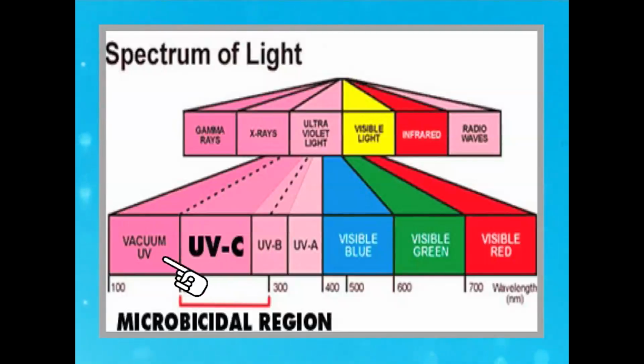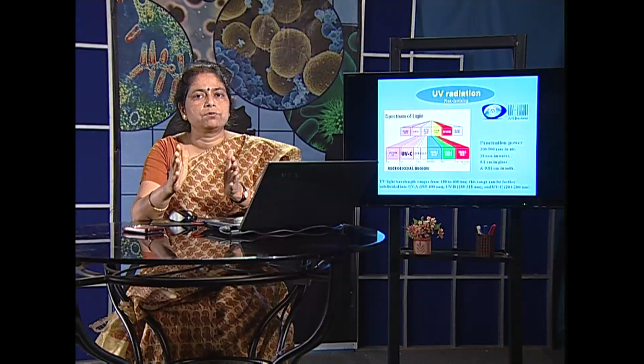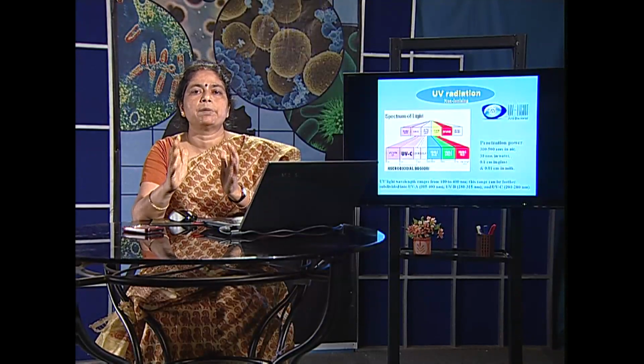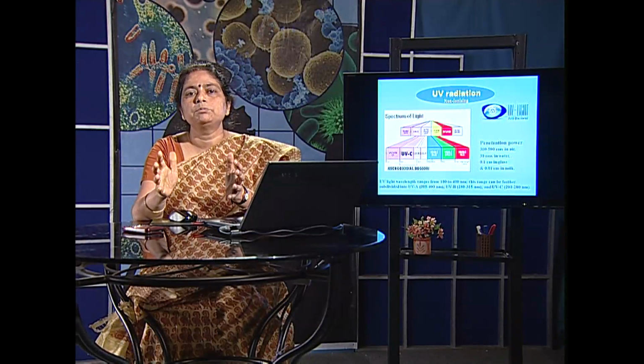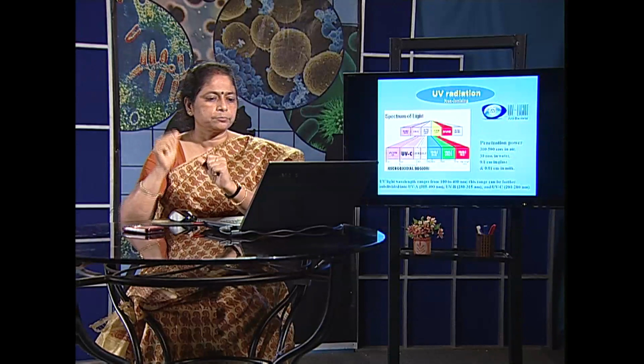The vacuum UV region is not at all antibacterial in nature. However, the range from 200 to 300 nanometers is called microbicidal because this is the range which is antibacterial in nature, or this frequency is able to kill the bacteria growing inside the food item and therefore helps in the preservation of the food.